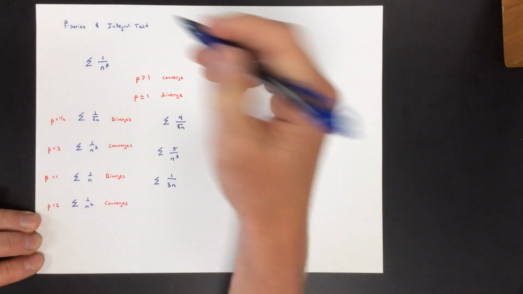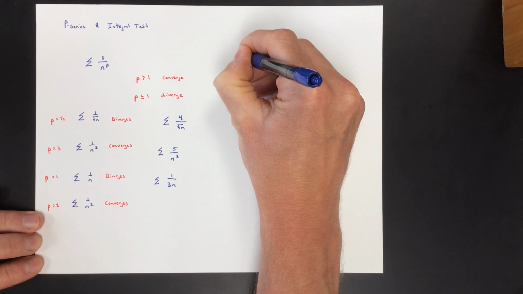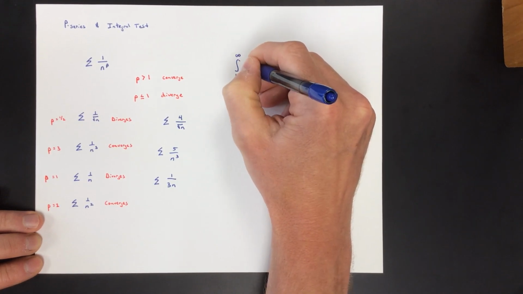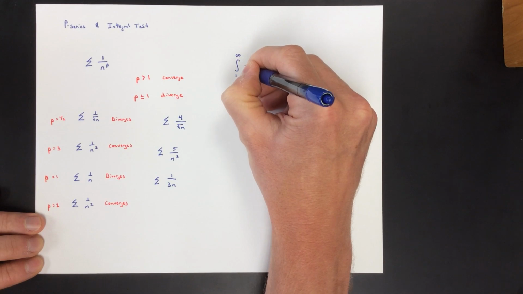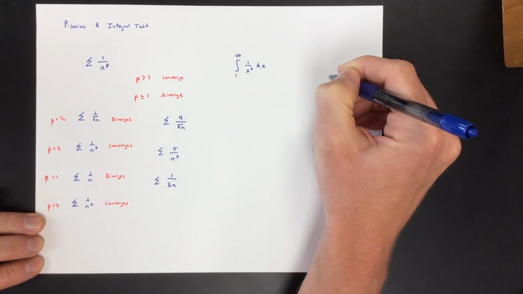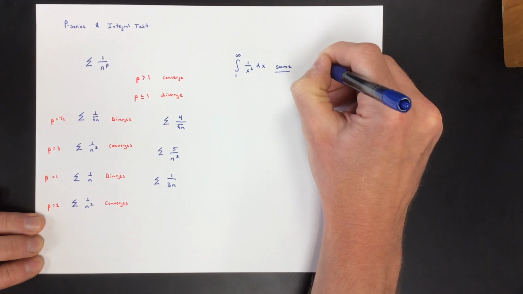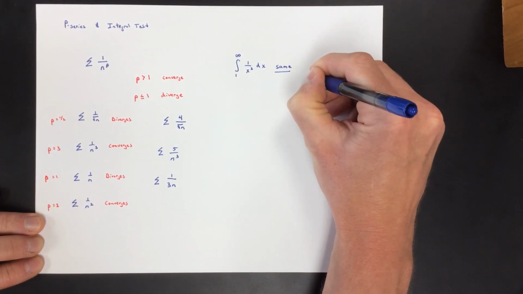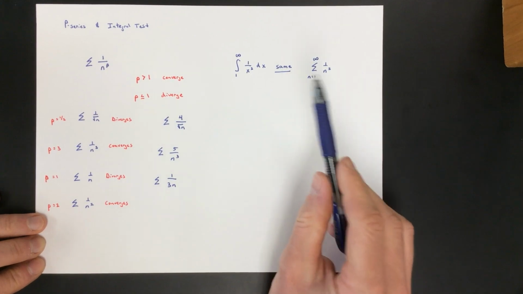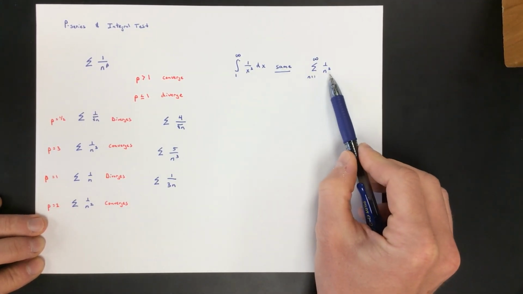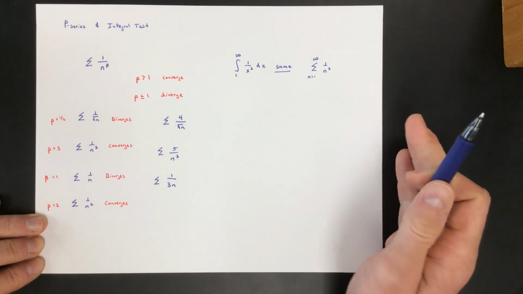Okay, so now we do the integral test, and here's what the integral test says. It says that if you can show that this integral of some function of x, like 1 over x squared, we'll just do an example, if that converges, then it does the same thing as the corresponding series. Okay? The integral test doesn't say which one does which. It just says that this is the corresponding integral to this series, and that the series and the integral either both converge or both diverge.